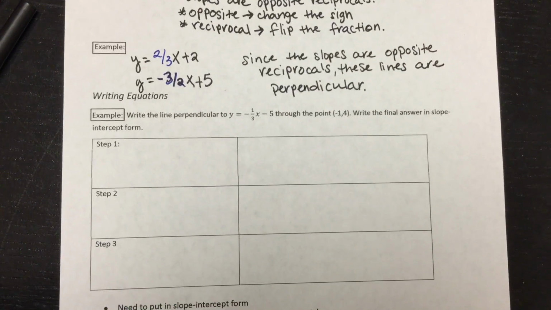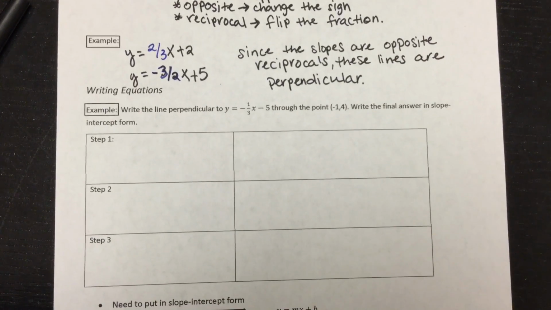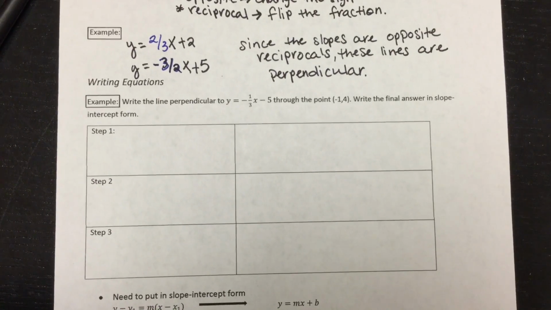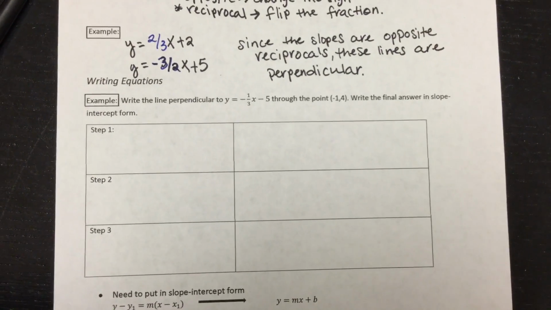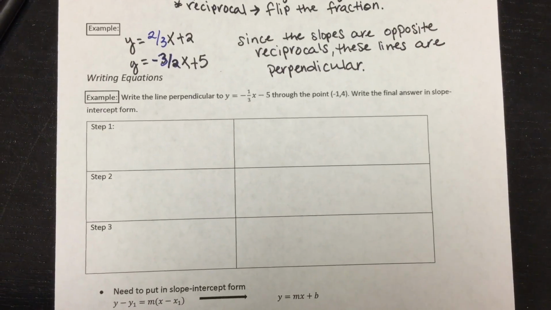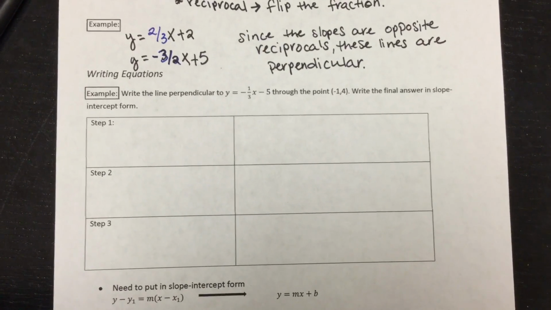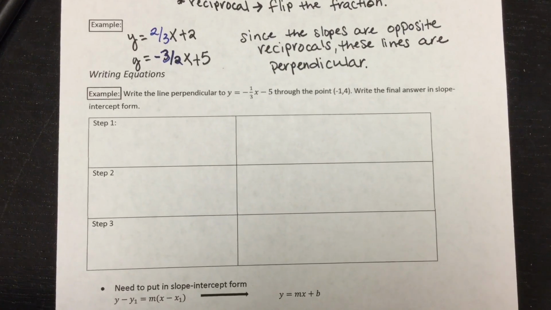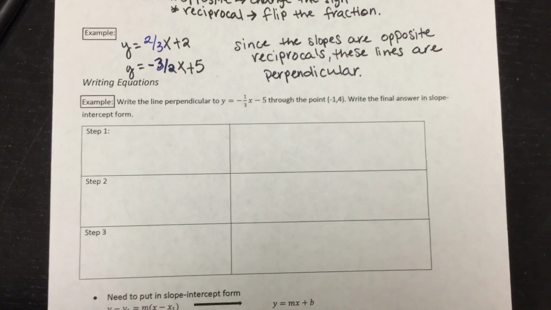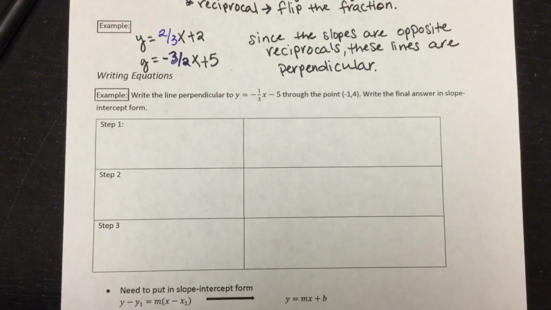Okay, last part, writing equations. So we need to write the line perpendicular to y equals negative 1/3 x minus 5 through the point negative 1, 4. We need to write the final answer in slope-intercept form.